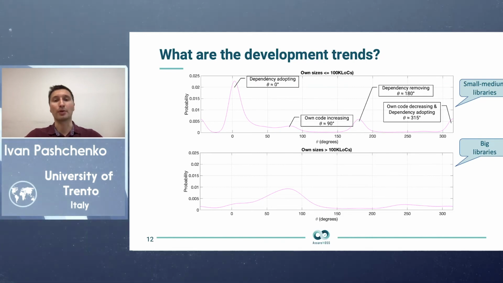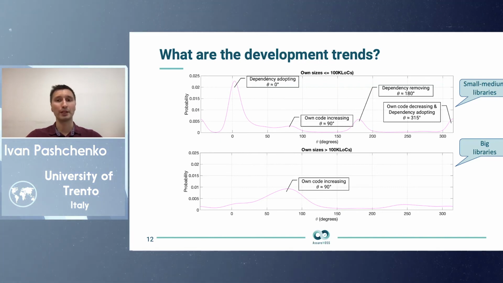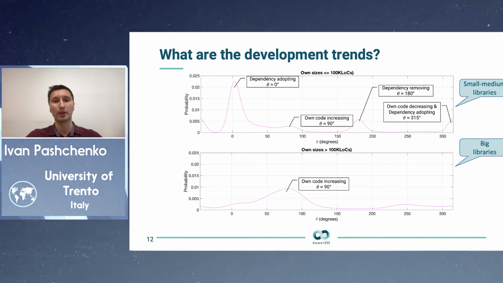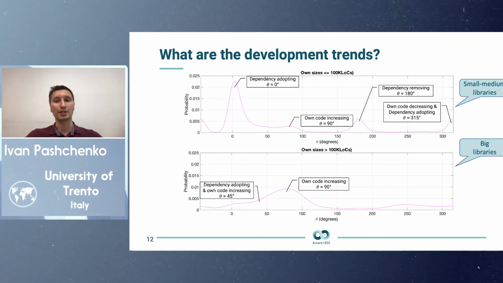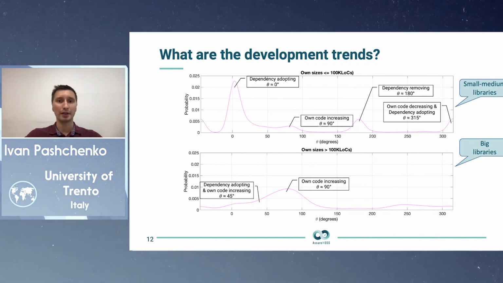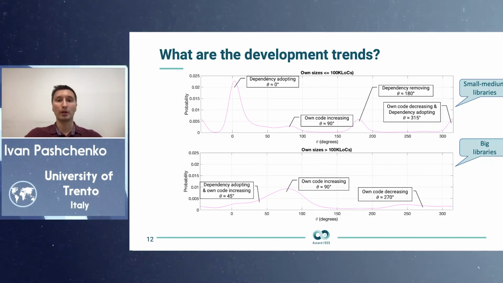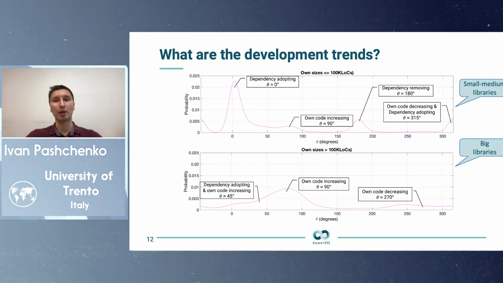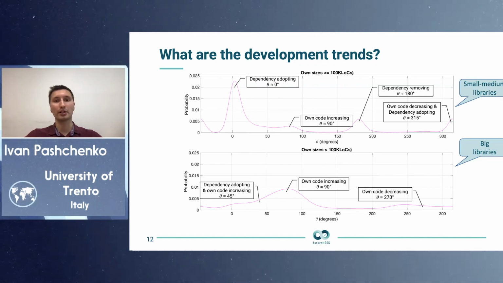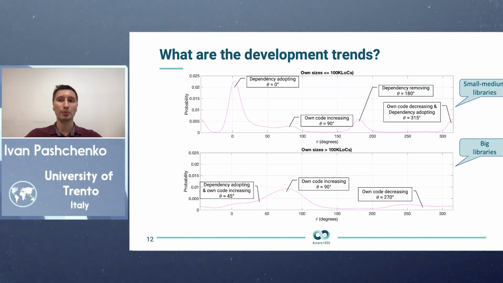Okay, now let's move to big libraries. We observe the highest peak when theta equals 90 degrees. So developers of big libraries actually tend to increase their own code. So remember the difference with the small libraries. We also observe that some of the big libraries adopted new dependencies along with the increase of own code of their projects. And a smaller fraction of big libraries focused on decreasing their own code. So these observations are very interesting because they allow us to see that developers of small and big libraries have different development strategies. While the size of small libraries is mostly affected by the changes in the amount of code coming from dependencies, developers of big libraries mostly focus on operations with own code of their libraries.